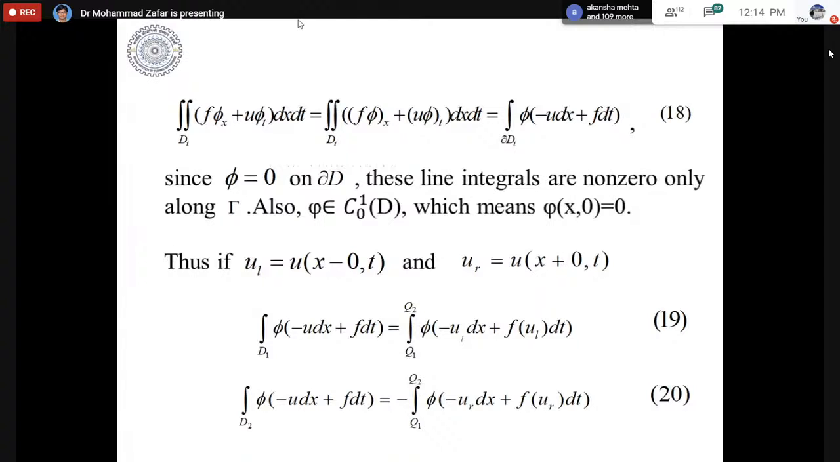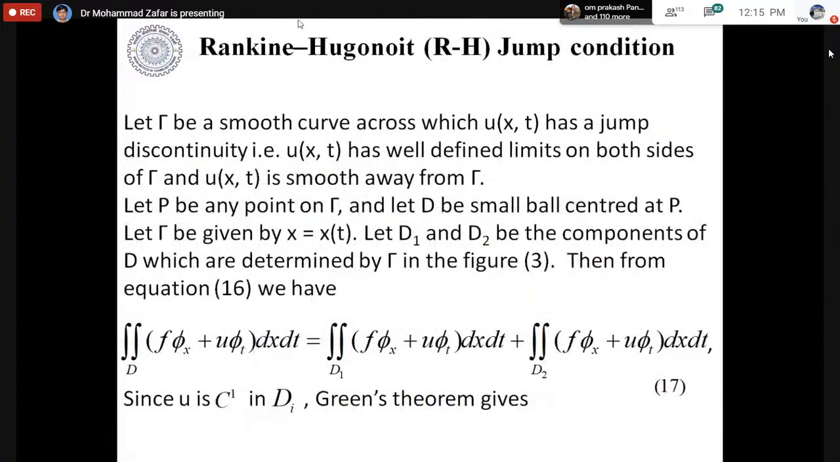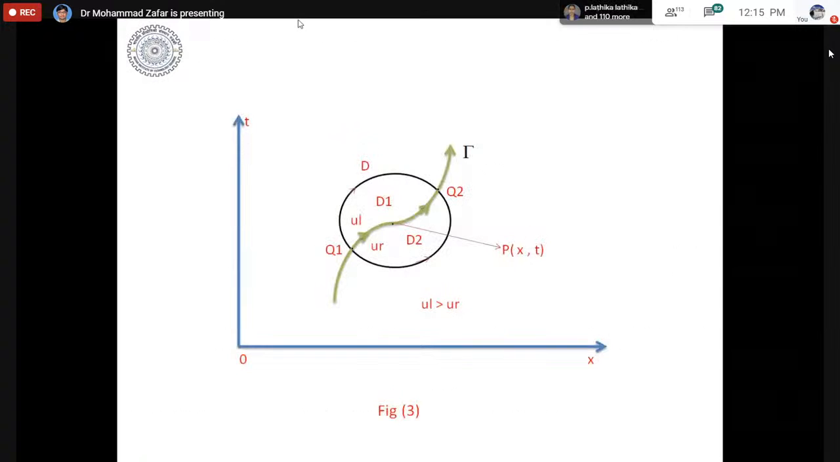Now, phi, the test function we have taken, has compact support on the disk D. This means phi is 0 outside the disk D, and also phi is 0 on the boundary ∂D. So these line integrals are non-zero only along gamma. Can you show gamma in the previous slide, Jafar? This is the curve of discontinuity.